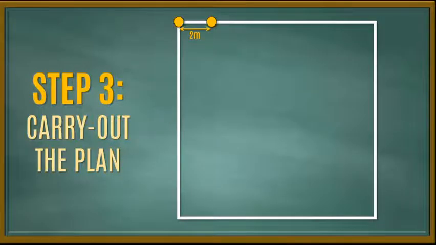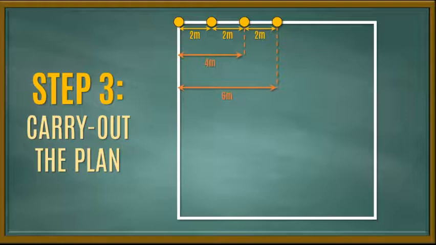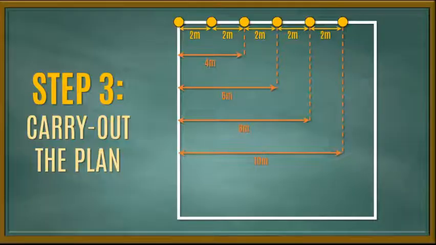Now, with this first pair of points, we can add another point, and after this point, we have already covered 4 meters of the total distance. The next point covers 6 meters. The next covers 8 meters. The next covers 10. And finally, the last point covers 12 meters, or the entire length of the side.